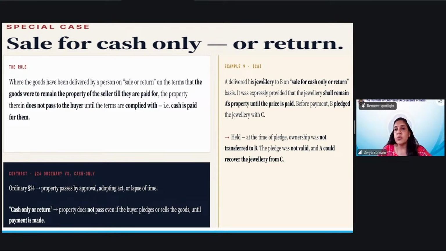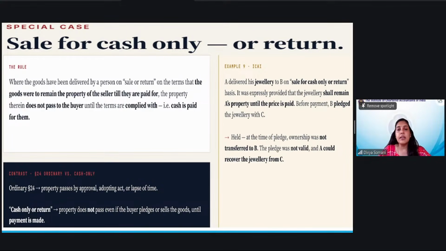So it was expressly provided that jewelry shall remain A's property until the price is paid. Before payment, B pledged the jewelry with C. So what was held in this case? At the time of pledge, ownership was not transferred to B. Hence, the pledge was not valid. A could not be stopped from recovering the jewelry. So A is the seller. He can recover the jewelry from the other person, that is the new buyer, which is C in this case.